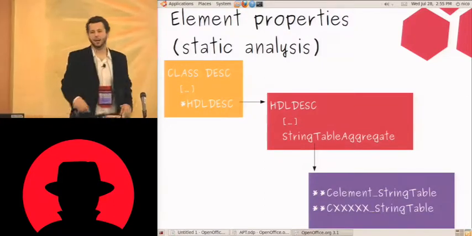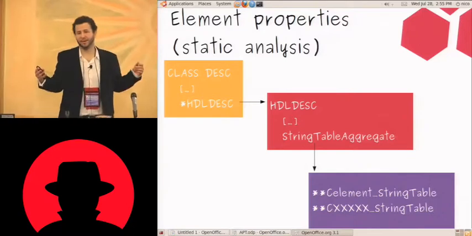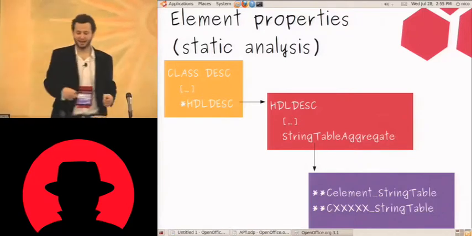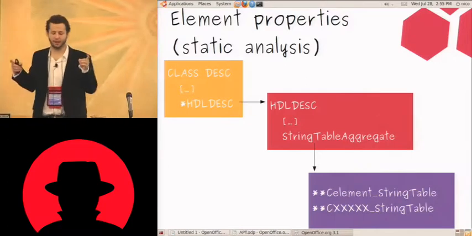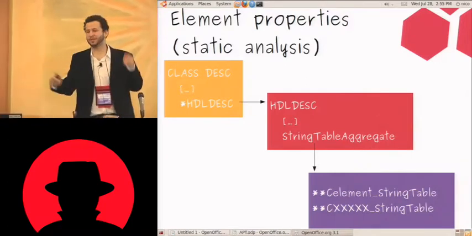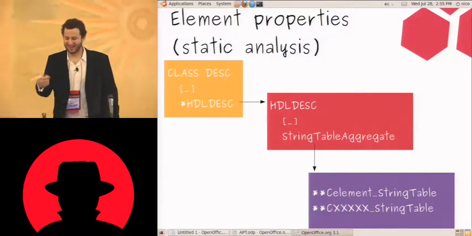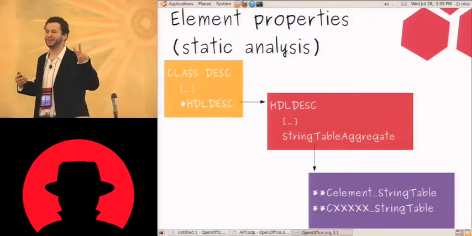Once you replace the getClassDescription, you basically have to return a pointer to a desc structure, which, this is annoying, but I'm going to say it, has a pointer to HDLLsec, and at the same time, the HDLLsec structure has a pointer to a structure which is called string table aggregate. Sorry. And this string table aggregate has two pointers, which are two string tables.